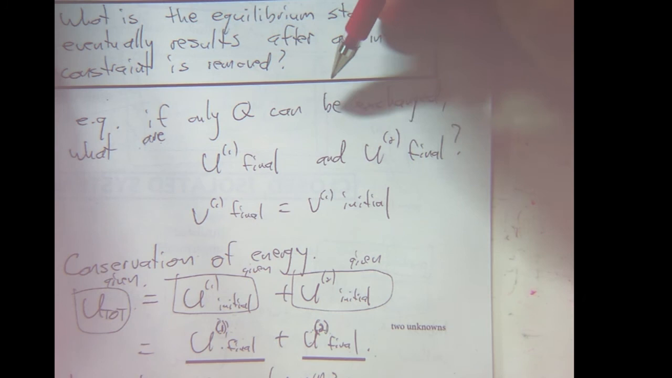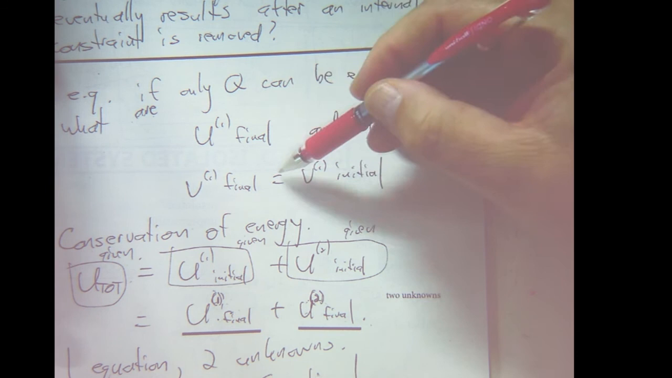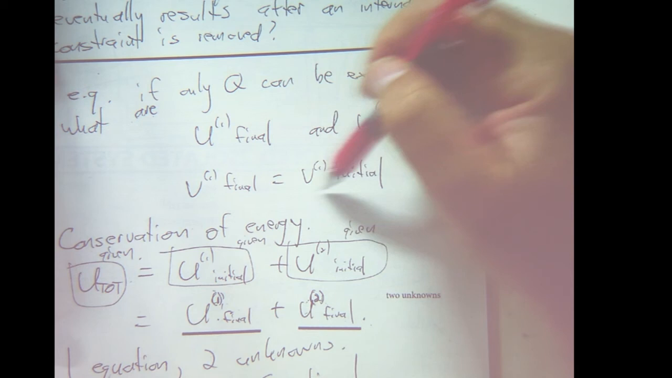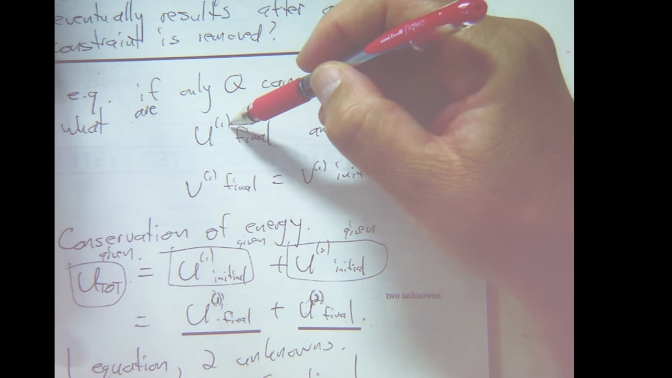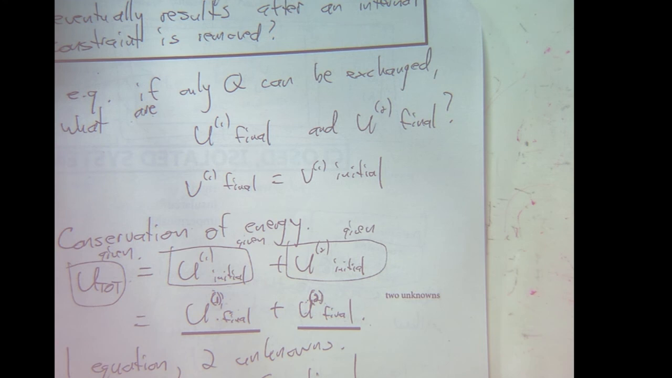So for example, if only heat can be exchanged, we ask the question, what is U1 final and U2 final? So we know things like V1 final equals V1 initial if only Q can be exchanged, because the partition cannot move, you only exchange heat. So the other variables are not relevant, they don't help. But we ask, what is the final internal energy of subsystem 1 and the final internal energy of subsystem 2, after equilibrium has been re-established?